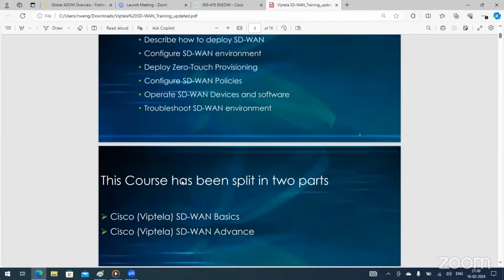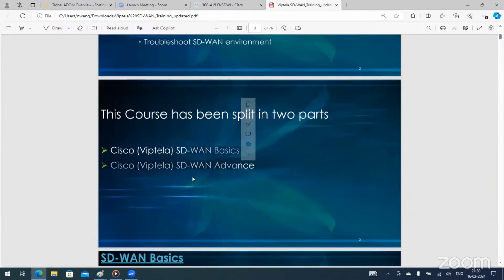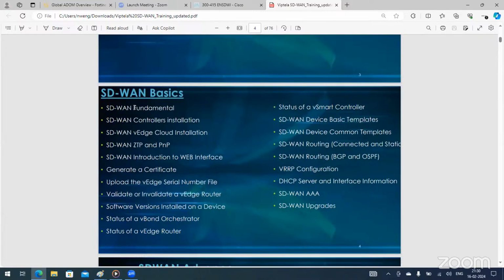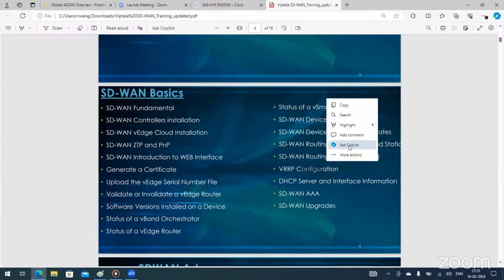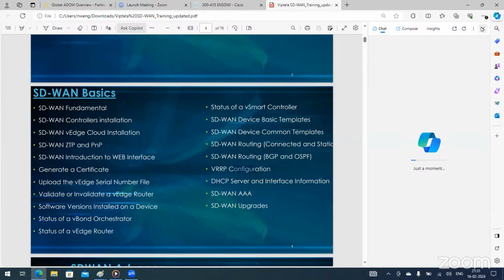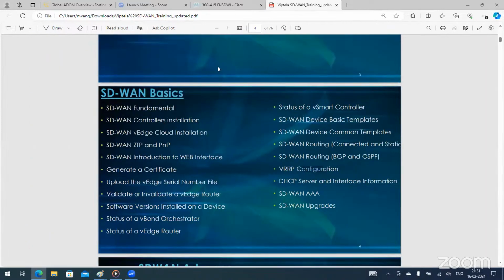Here are the topics that we would be covering, both basics and advanced. So these are the topics for SD-WAN basics, SD-WAN fundamentals, how to set up controllers, certificates, then whitelisting, iOS versions, VRRP configuration, routing. Actually, I have one more question. If I currently have an opportunity for an interview in Meraki, and they require one year of experience, how can I crack that interview?